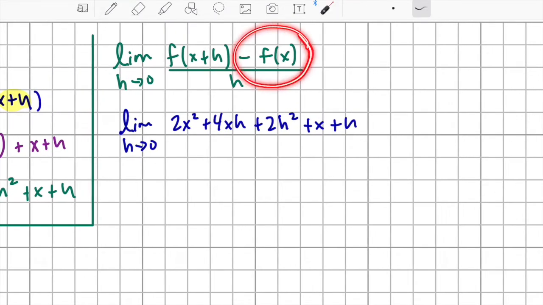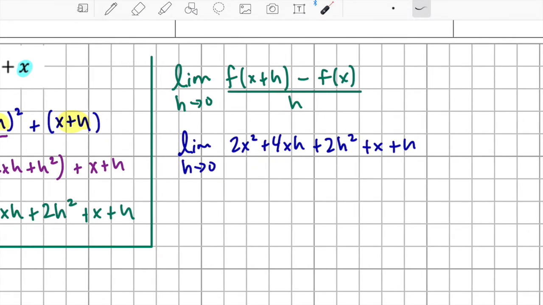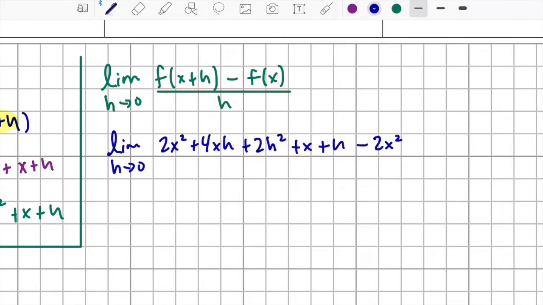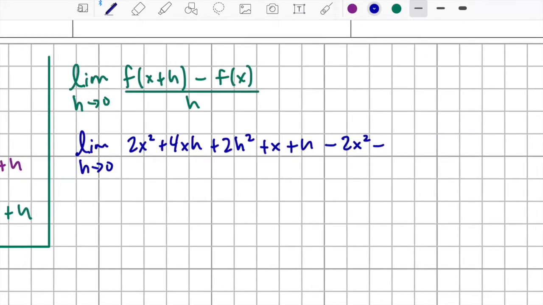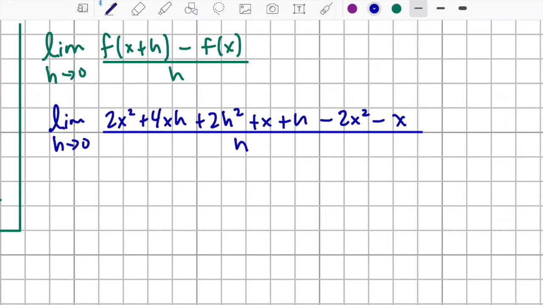Now we're supposed to do minus f of x. When I see the minus in front of the f of x, it just tells me to do the opposite. If f of x is 2x squared plus x, then minus f of x is going to be the opposite of that, which is minus 2x squared minus x. It's the opposite. And if you don't remember that, just go ahead and put parentheses around it, over h.